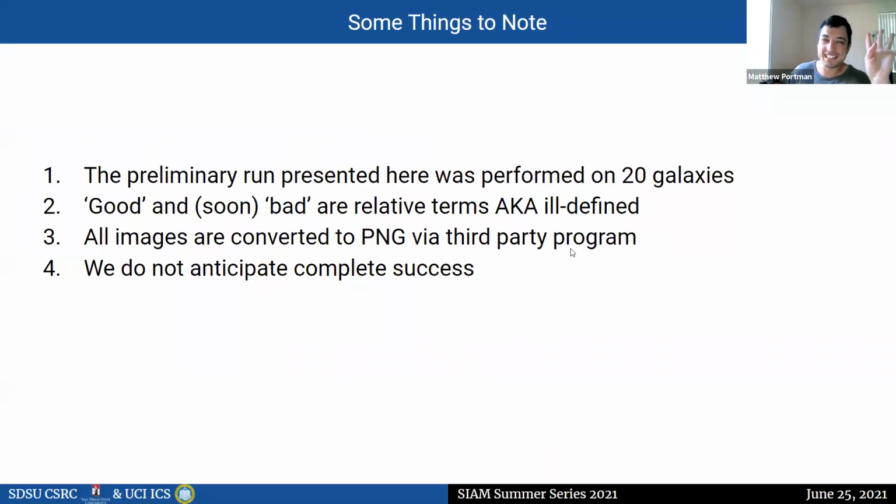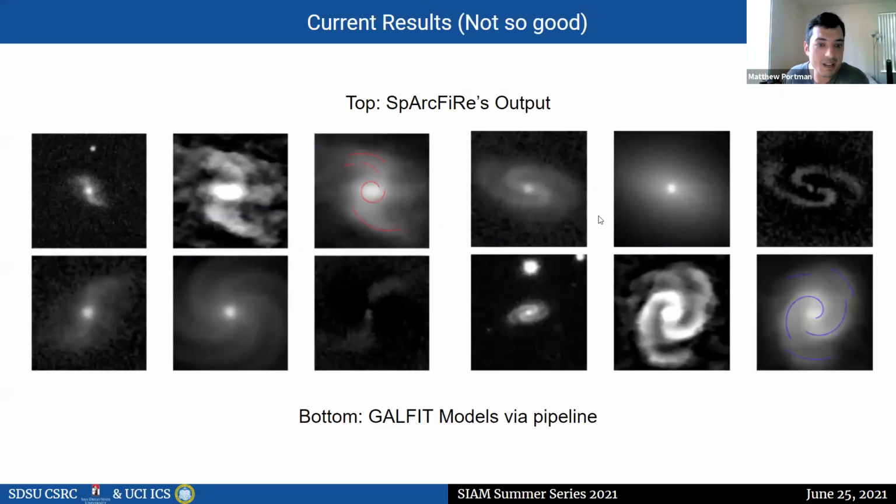The fourth thing, we don't anticipate complete success. That would be very difficult. GalFit does like to blow up, and my algorithm just can't be that robust. It'd be like the challenge of the century besides ending world hunger. So here's some not good results.